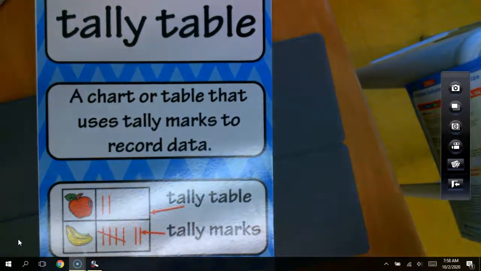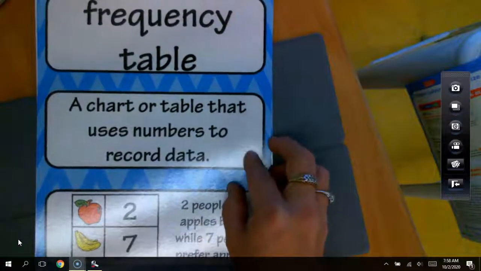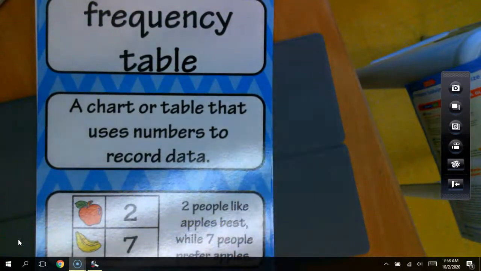The other vocabulary word that we're going to be talking about today is a frequency table. You have to remember that whenever you hear the word frequency table, it means my table has to have numbers. It has to have numbers. So it is a chart or a table that uses numbers to record data.